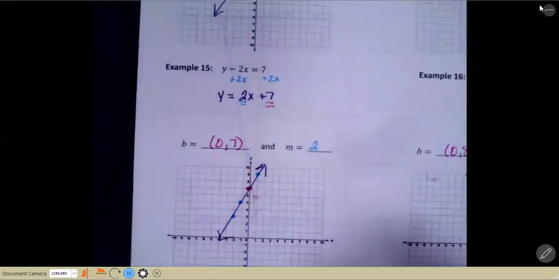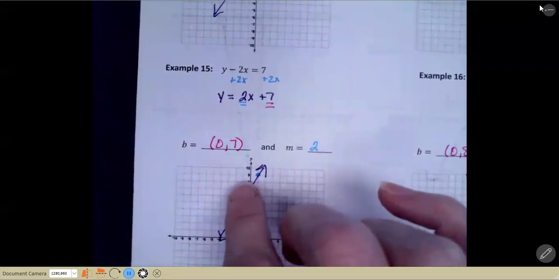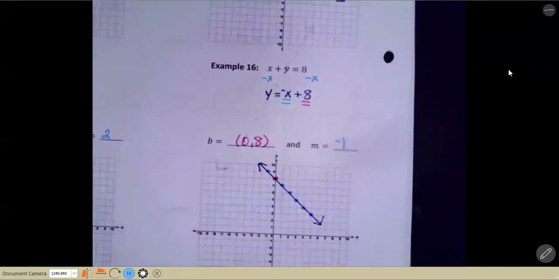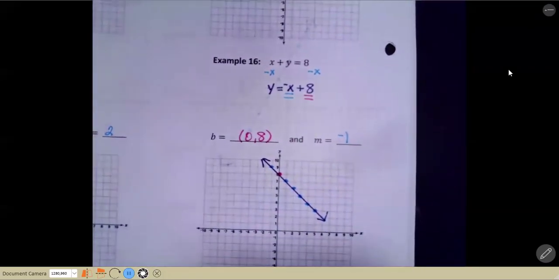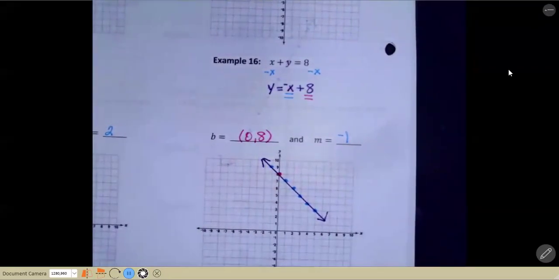All right, number 15. You should have ended up with y equals 2x plus 7, plotting a point at 7 on the y-axis, and then with a slope of a positive 2. And then number 16, y equals negative x plus 8. So plot a point at 8 on the y-axis with a slope of negative 1.